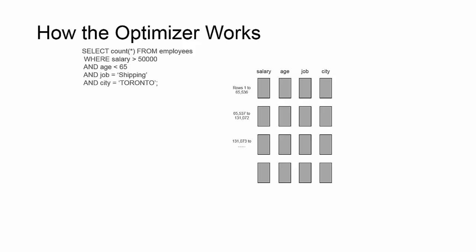So how is this of benefit? We've got an example here where we're trying to do a simple count of employees who earn more than 50,000, are under the age of 65, but work in shipping in the city of Toronto. The first thing I'll do is find the data packs for the column salary where there are values greater than 50,000. We look to see: do the data packs have values that match completely? Do the data packs have values that do not match at all? That would be the red. And do the data packs have some that match but not all? That would be the yellow.